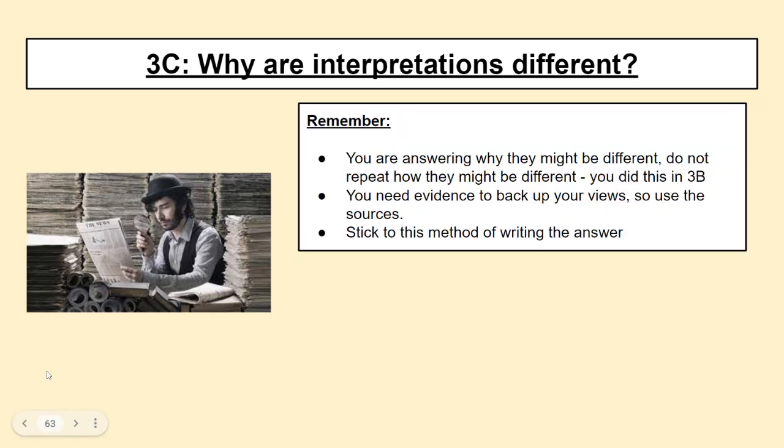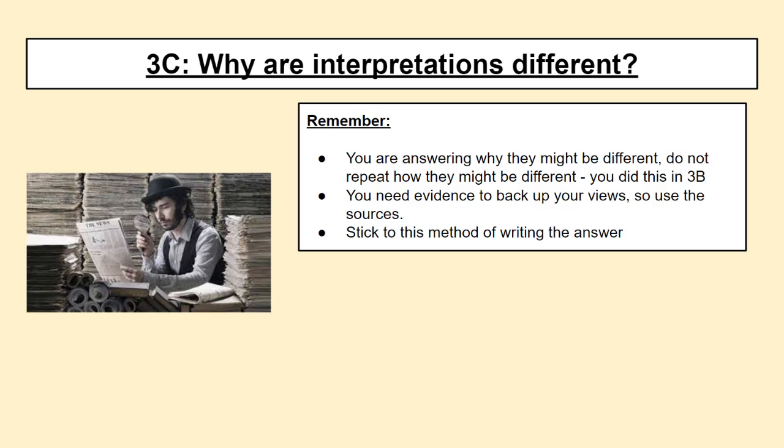Now, I think that this question, once you understand what you need to do, is probably the easiest one throughout all 3 exam papers to do. But people tend to make mistakes, and there's easy marks to pick up here. First of all, please remember you are answering why they might be different. So don't repeat how they're different. You've just done that in 3B. Now you think about why these people have formed these opinions. You need evidence to back up your views. So use the sources. Okay, source B says this, source C says this to back up your ideas.